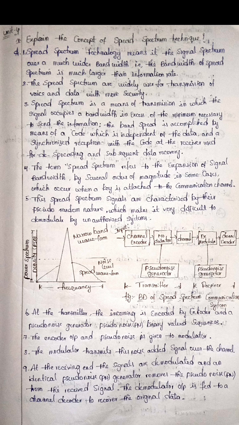Half of the diagram is transmitter, half of the block diagram is receiver. At the transmitter, the incoming signal is encoded by the encoder, and the pseudo noise generator produces a pseudo noise PN binary valued sequence. The encoder output and pseudo noise are given to the modulator. The modulator transmits the noise added signal over the channel. At the receiver, the signals are demodulated and an identical pseudo noise PN generator removes the pseudo noise from the received signal. The demodulator output is fed to a channel decoder to recover the original data.